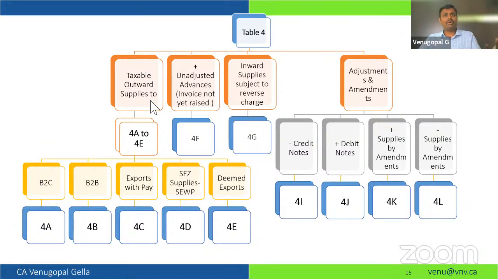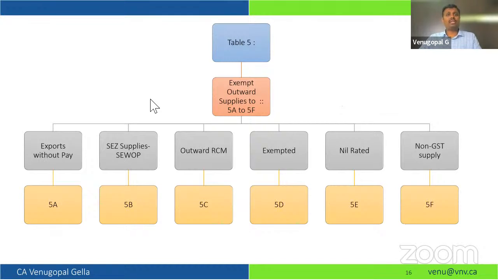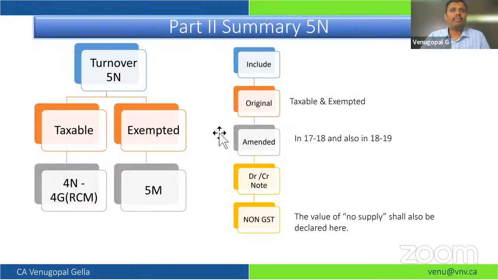This is on table 4, while table 5 is on the transactions where there is no tax liability. That is zero rated supplies. Could be exports, could be SEZ supplies without payment of tax, or under an LUT, I make a supply. Or I'm making outward supplies while the recipient is to pay the tax under reverse charge. So for me, there is no liability. Or it could be nil, exempt and non-GST supplies. So this is on table 4 and table 5.